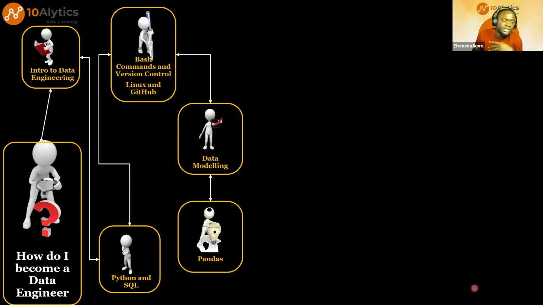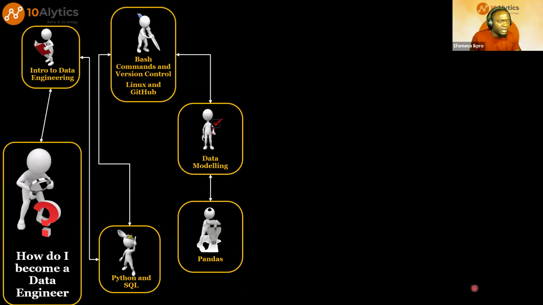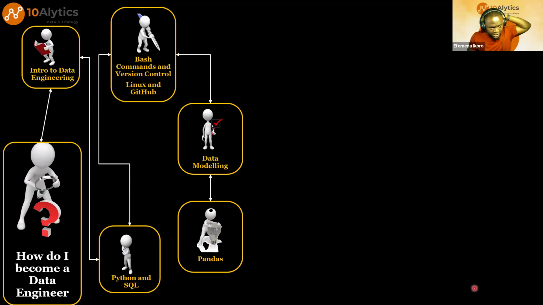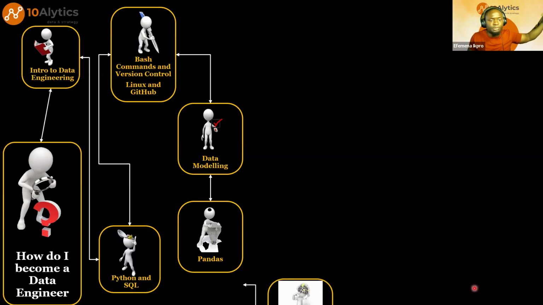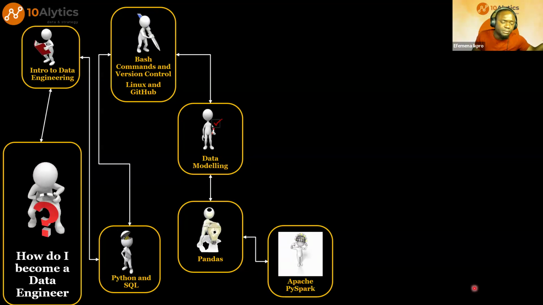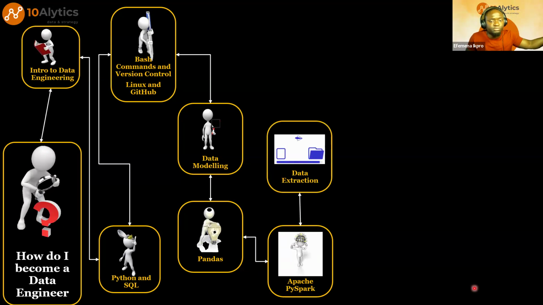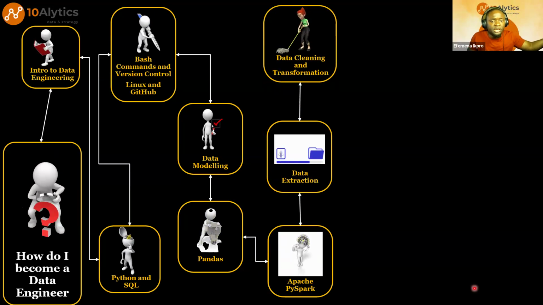Now, after learning data modeling, you get to work with pandas. We worked with pandas today for what? For data transformation. You could also use pandas for data extraction, and so many other things. Apache Spark, you get to work with Apache Spark for transformation, extraction, and also so many other things.